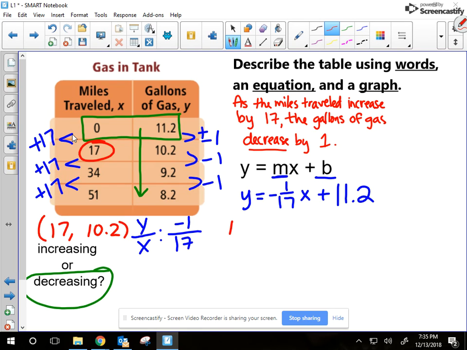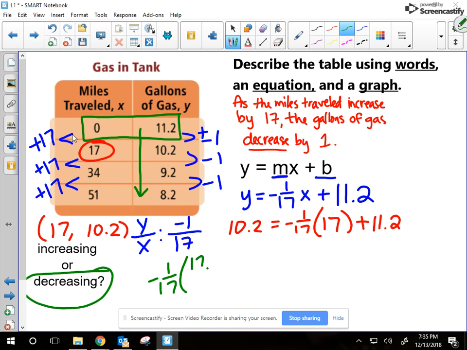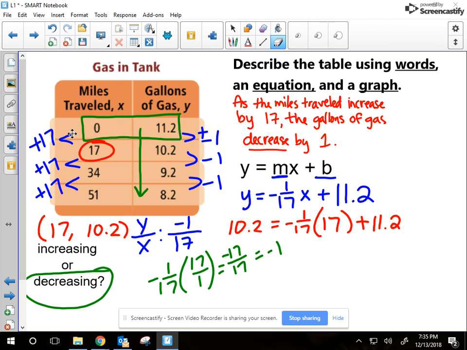So we're going to plug in that 10 2/10 for y and set that equal to negative 1/17 multiplied by 17 plus 11 2/10. When we simplify that, we can multiply that fraction by just saying negative 1/17 multiplied by 17 over 1 and multiply straight across. Well, 17 times a negative 1 is a negative 17, and 17 times 1 is 17. When we simplify that, we just get negative 1. So that's that simplified.